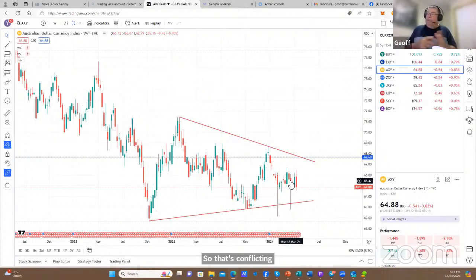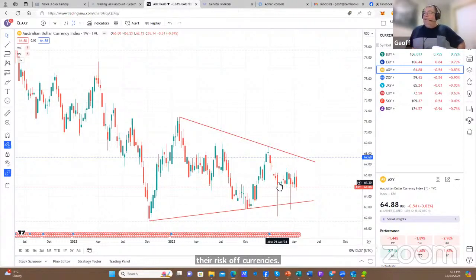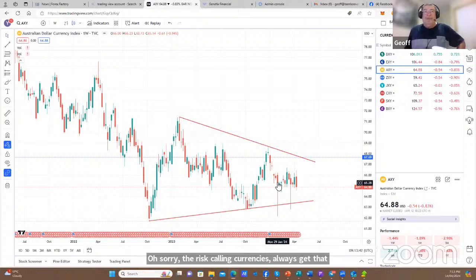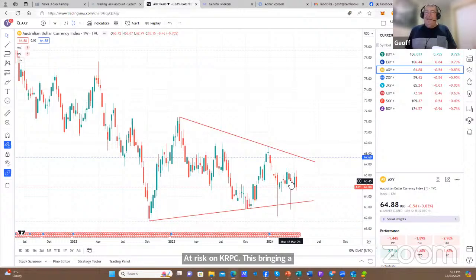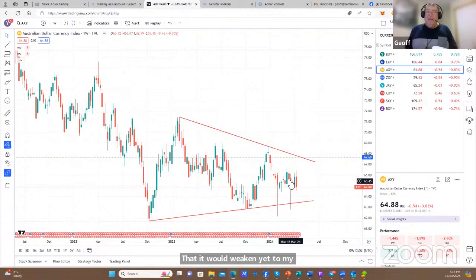whether or not we suspect that the fundamental situation is going to result in a safe haven play, because traditionally safe havens are not the Aussie, certainly not the Kiwi or the CAD. They're risk on currencies. Always get that flipped around. So this being a risk on currency, it does tend to suggest that it would weaken. Yet, to my mind, the price of gold is going to hold that up just a little bit.